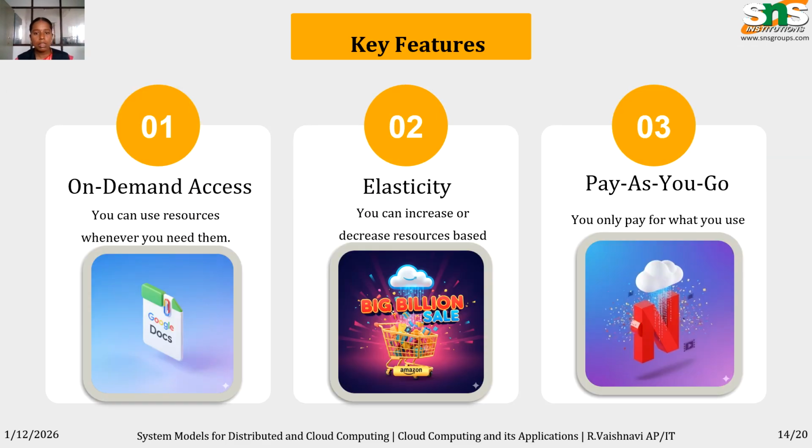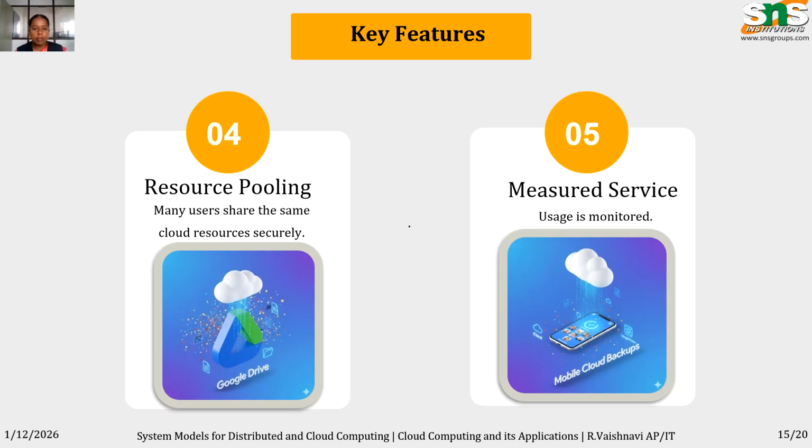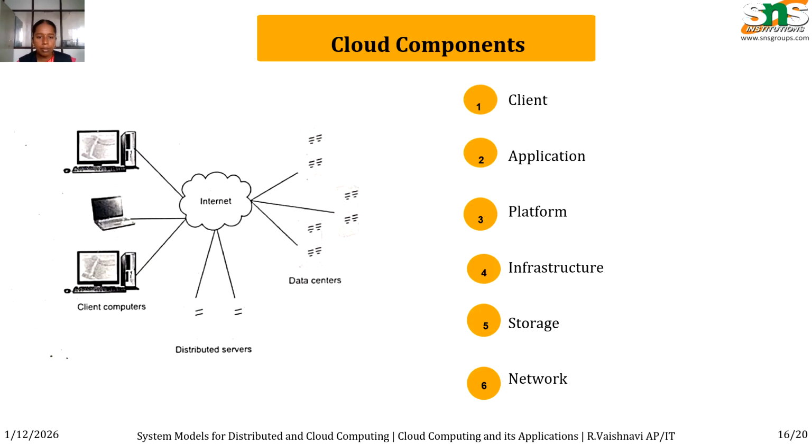The key features are on-demand access, elasticity, pay as you go. The example for on-demand access is Google Documents. Elasticity: the Amazon Big Billion Sale. Pay as you go: the example is Netflix. Fourth one, resource pooling: the example is Google Drive. Fifth one is measured service. The example is mobile cloud backups.